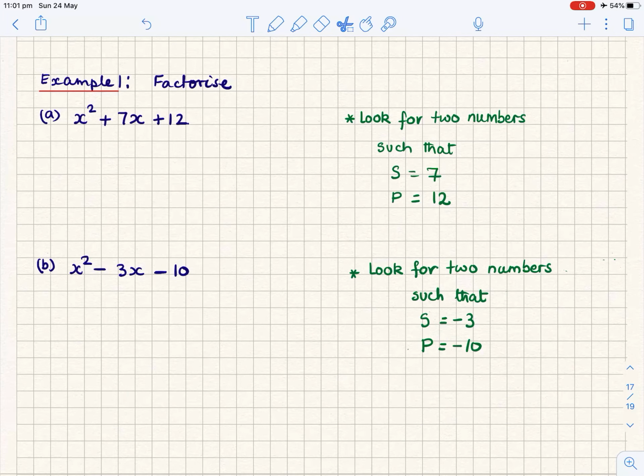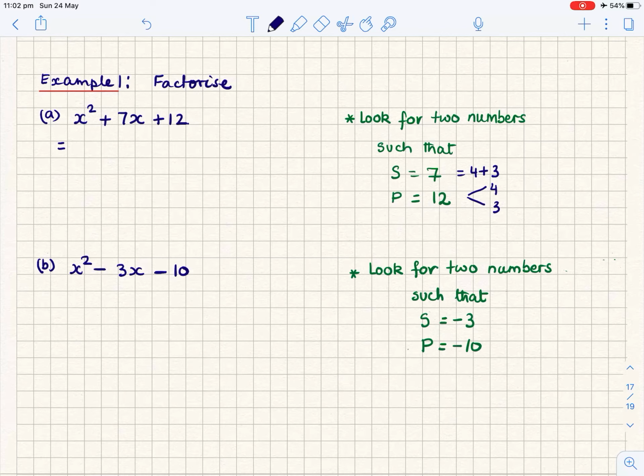Factorize x squared plus 7x plus 12. So you need to look for two numbers such that the sum is 7 and the product is 12. So if you look at two numbers, the sum is 7 and the product is 12. So it could be 4 and 3, and we know 4 plus 3 is 7.